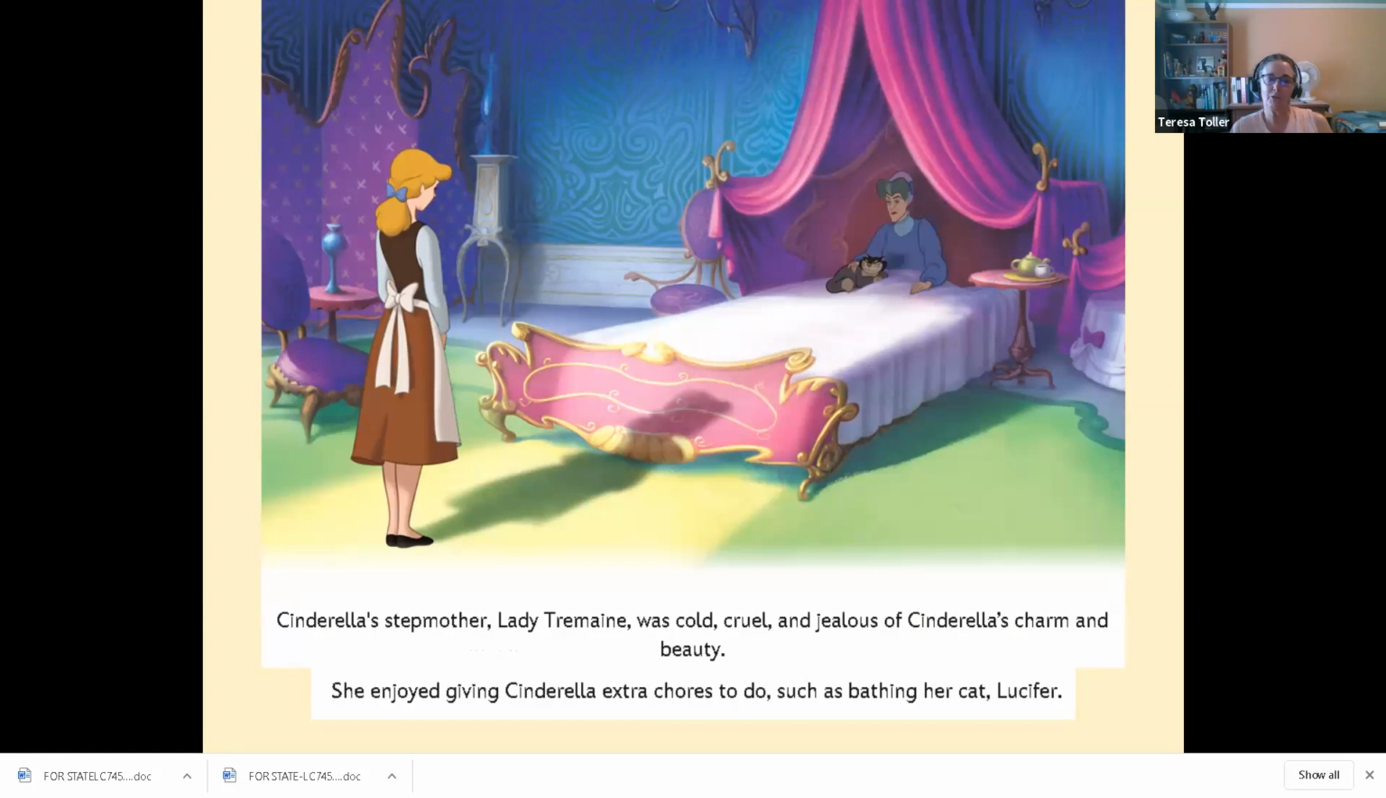So we've been introduced to the main characters, the two stepsisters, Cinderella, and the stepmother. We also know what kind of characters they are. Some of their character traits are described here. In this one, it shows that the Lady Tremaine is a cold, cruel, and jealous kind of person. Cinderella is charming and beautiful.